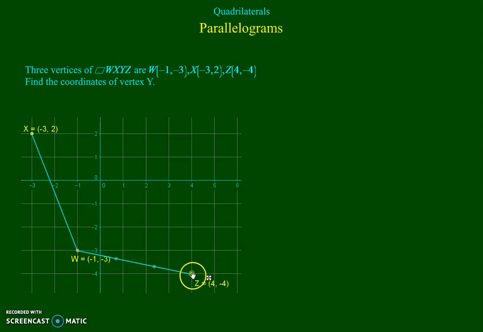Alright. Now, we know, based on the properties we've learned from parallelograms, that XW is going to be parallel to YZ. And we know that WZ is going to be parallel to XY. So the new line is going to have the same slope as this WZ here, if we draw from here to here. Or we could draw from here up and make it parallel to this. It really doesn't matter one way or another.